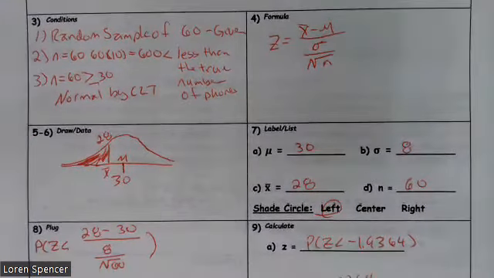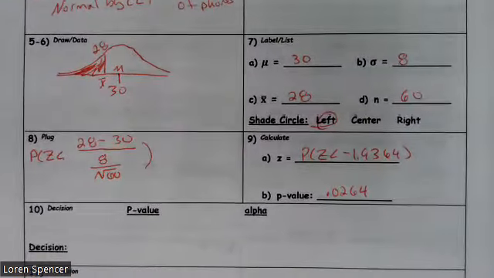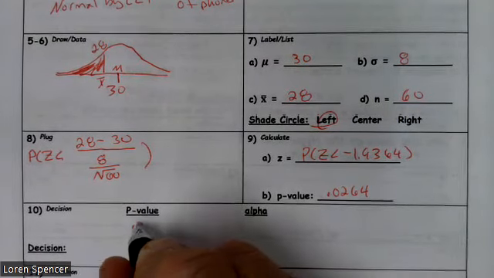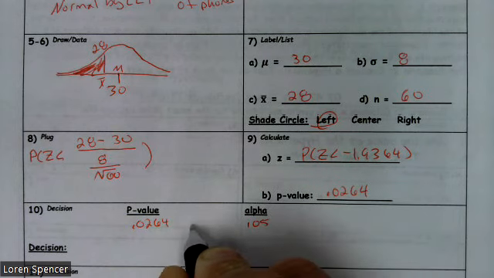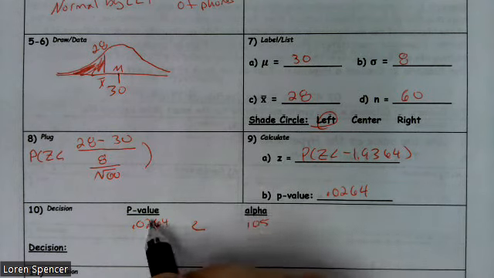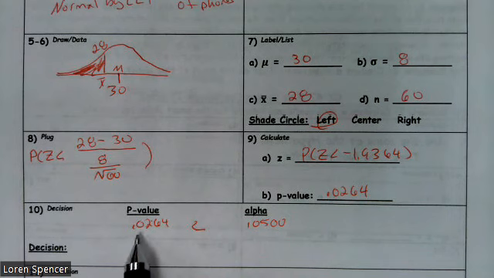And we're supposed to test this at an alpha level of 0.05. So our 0.0264, alpha 0.05, well, this is less. Make sure they're the same length. So 264 is less than 500. So we're going to reject the null.